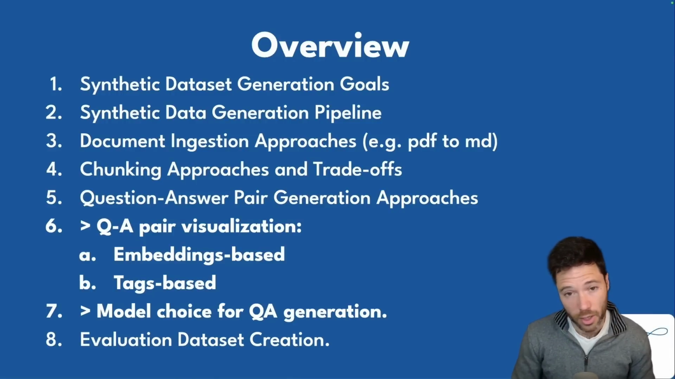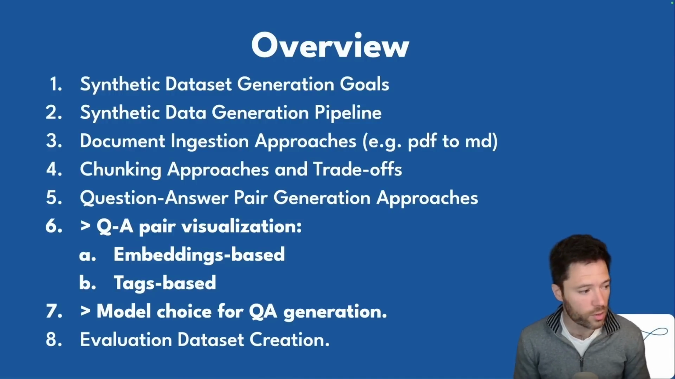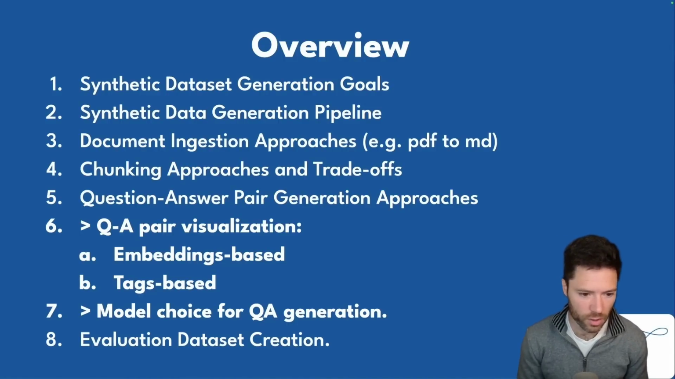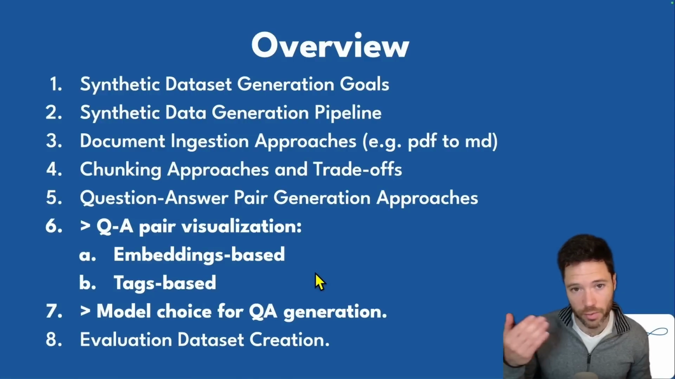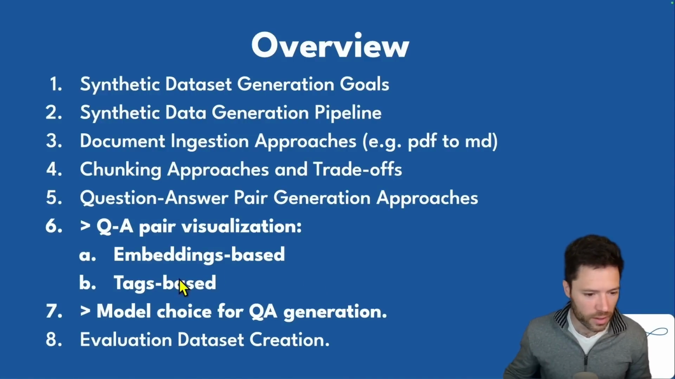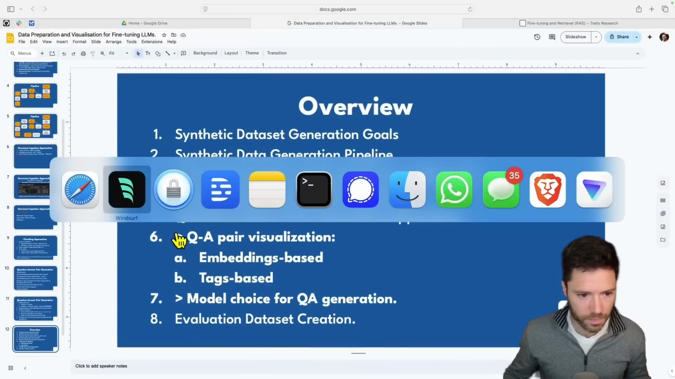Because not with different documents, but different models, because we want to see, well, should you use O3? Should you use Gemini Flash? What's the best model to use in order for question generation? And there are 2 ways that we can visualize the questions. The first is an embeddings-based approach, where we calculate the embedding for each question and we plot them. And the second is a tags-based approach.